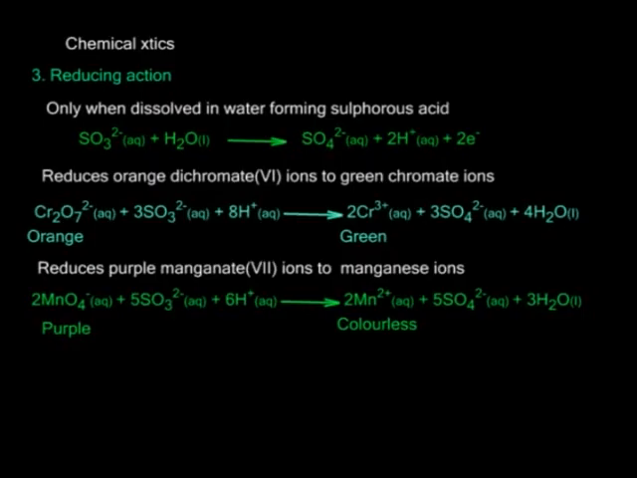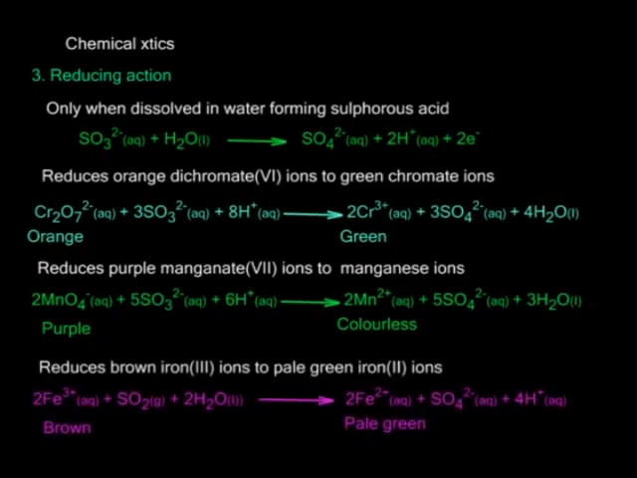When sulfur 4 oxide gas is bubbled into a solution of iron 3 sulfate, the color of the solution changes from brown to pale green, and this is because the brown iron 3 sulfate is reduced to light green iron 2 sulfate. Sulfur 4 oxide is itself oxidized to sulfuric acid.